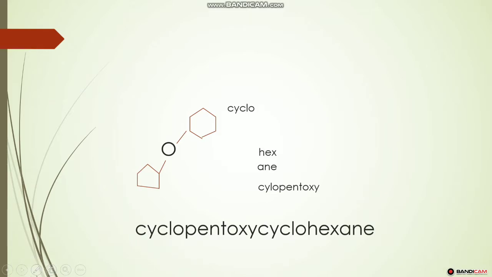And for the O substituent, since the carbon here has 1, 2, 3, 4, 5, we can give the name pent. Then the last name oxy, coming from the oxygen substituent. Then again, it forms a ring, so we can give the prefix cyclo. So the IUPAC name for this structure will be cyclopentoxycyclohexane.